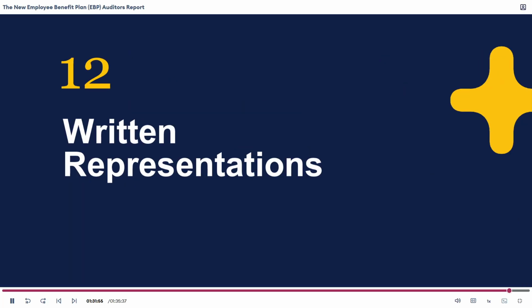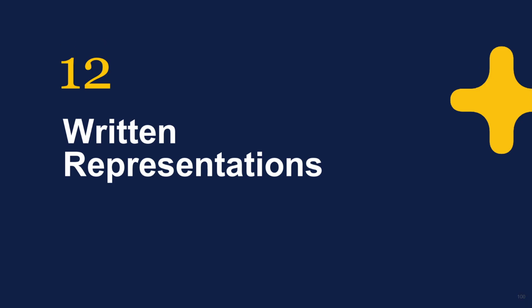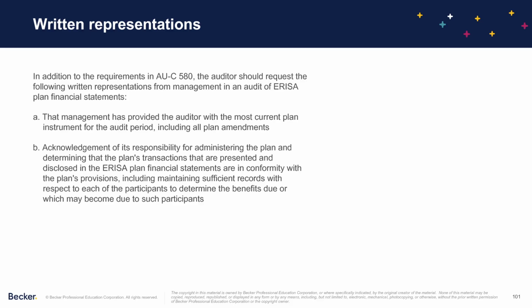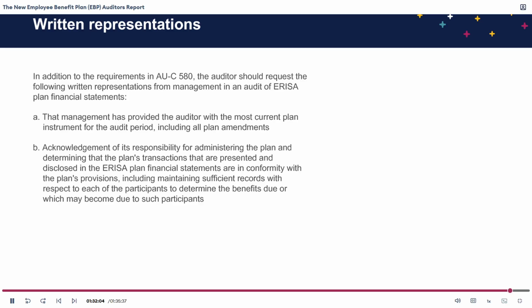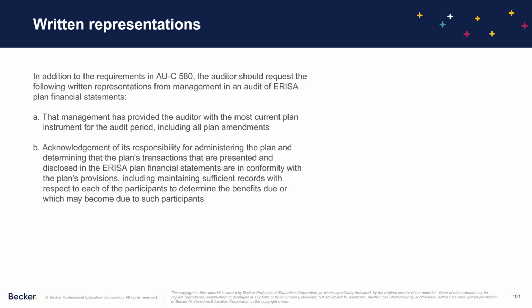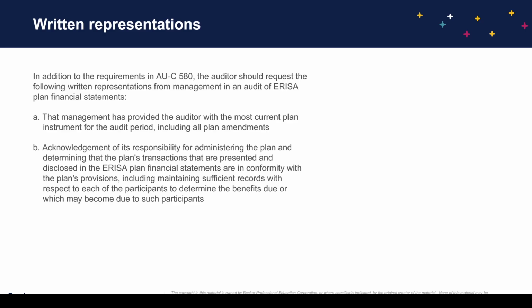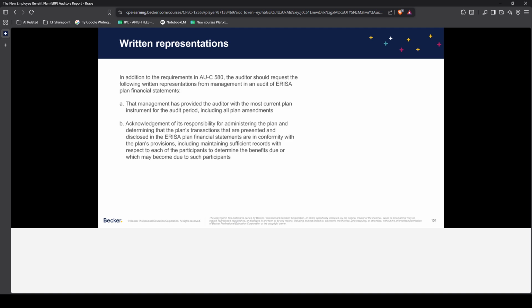Can't have an audit without having some additional written representations. So we do want to review these additional written reps. So in addition to AUC 580, which covers the standard representations, we are going to request additional written reps from management when we're doing an ERISA audit. So first, that management has provided the auditor with the most current plan instrument, including all plan amendments, right? Because that plan instrument is going to drive our risk of material misstatement. It's going to drive the audit procedures that we are performing.